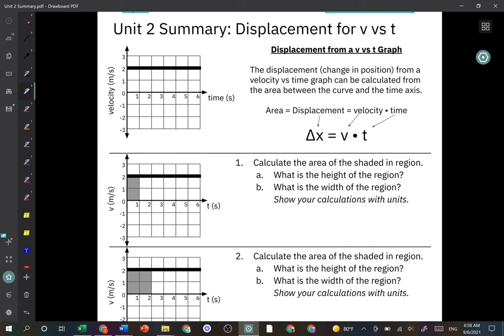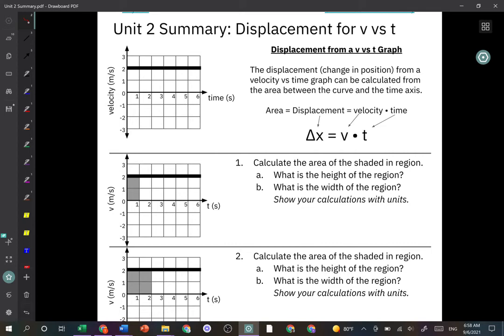So once again, at the top, I still have our explanation of how we can calculate displacement from a velocity versus time graph up in the top right. However, what has changed in this problem is going to be our velocity versus time graph. This is now representing an object traveling at a constant velocity of positive 2 meters every second. So I took the previous scenario and I graphed it with a velocity versus time graph.